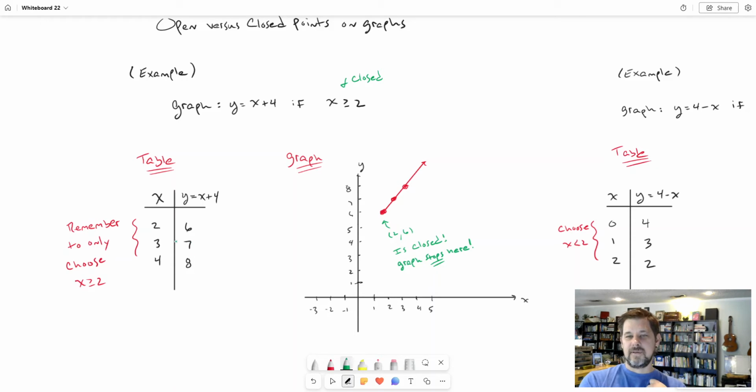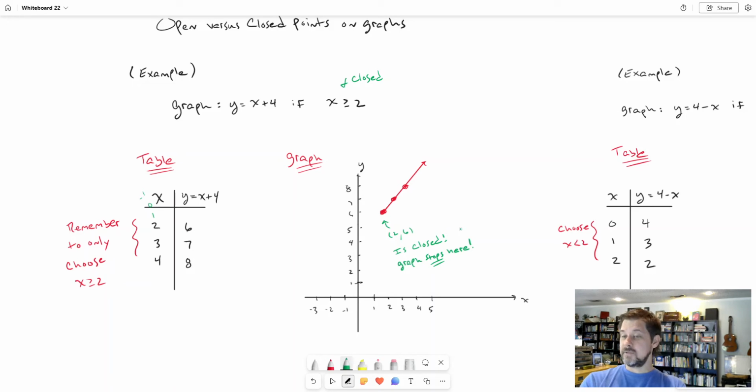It says x is greater than or equal to 2. Okay, 2 is allowed. 3 is allowed. So all those points are allowed. I can plug them in according to these instructions and plot them on the graph. Well, what's not allowed? Could I put 1 in? No. Could 1 be on this table? No, because why not? 1's not greater than or equal to 2. Could I put 0 or -1? No, so I can't put any of those points in.